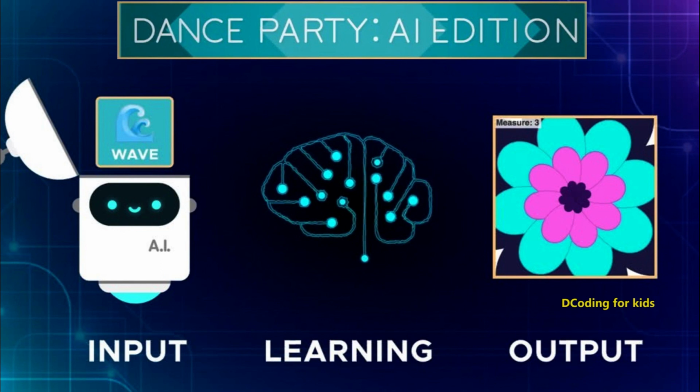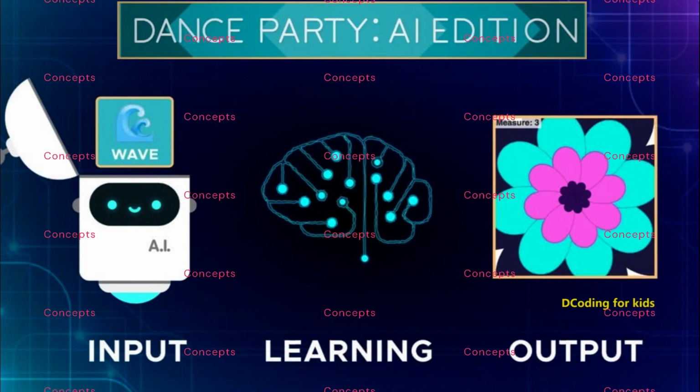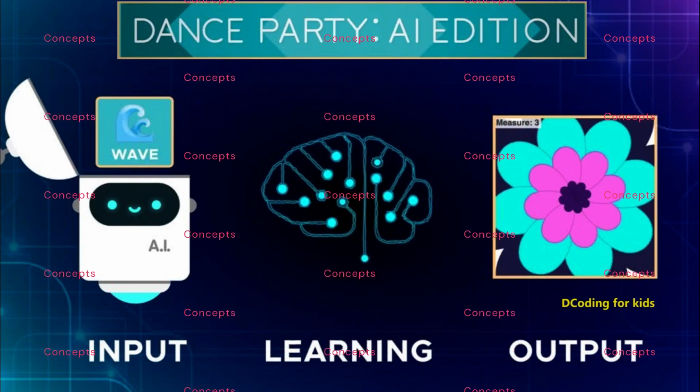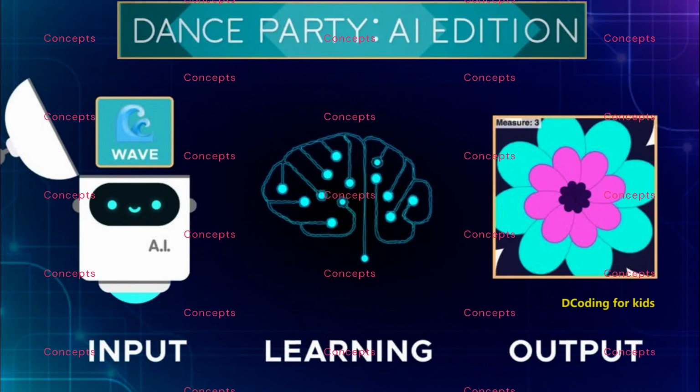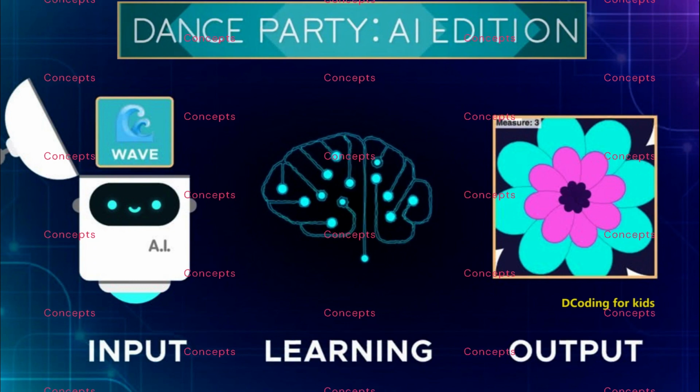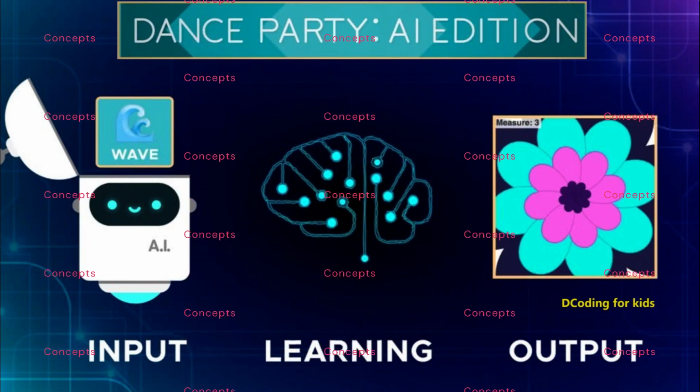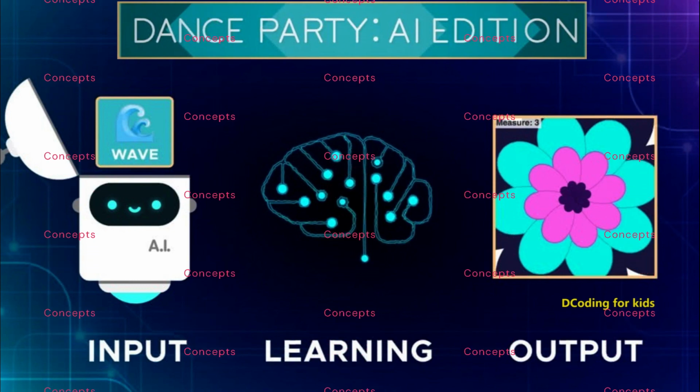Hi guys, in this video we are going to see the concepts that are used in the Dance Party AI edition game. The four concepts used here are functions, AI which is artificial intelligence, events and measure events. Let's see these concepts in detail one by one.